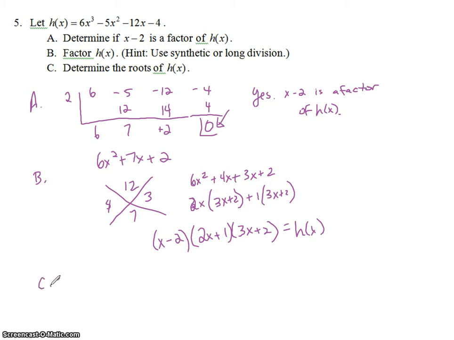So now determine the roots of h of x. All we have to do is set these equal to 0. So the roots are going to be x equals 2, x equals negative 1/2, and x equals negative 2/3. All right, we've got 2 more, I believe.